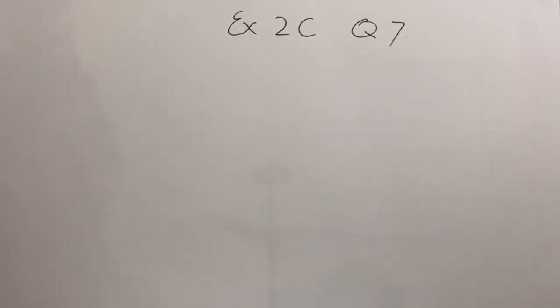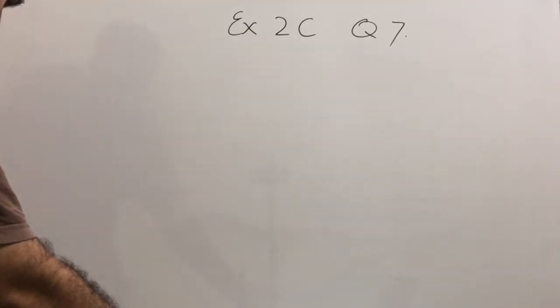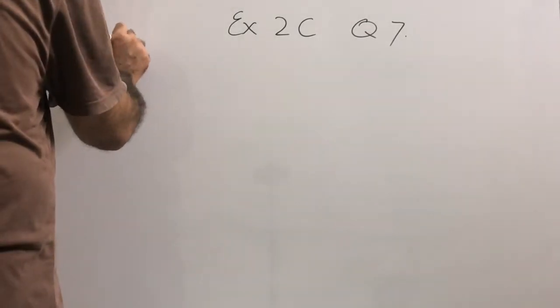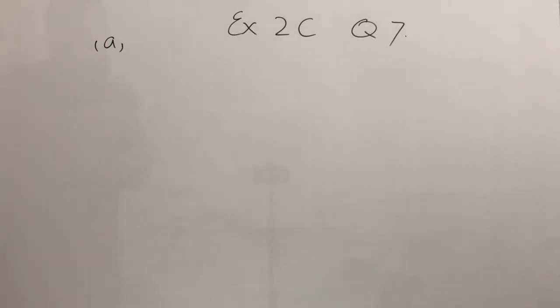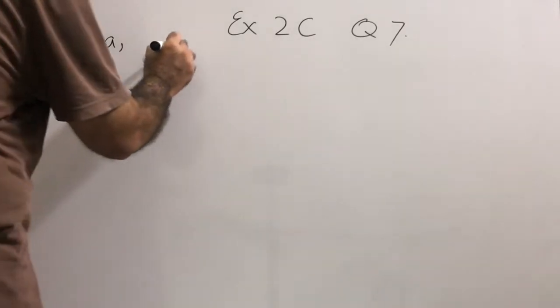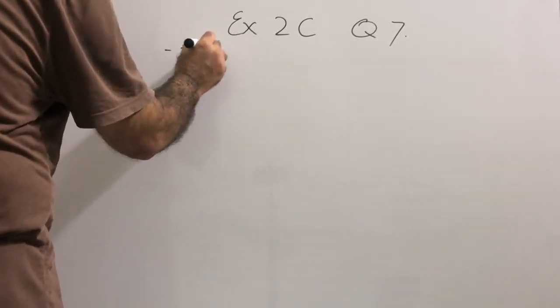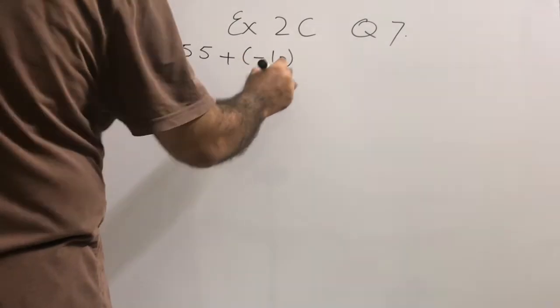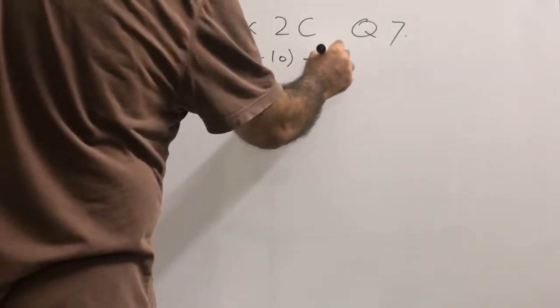Bismillahirrahmanirrahim. Now we will be doing question number 7, exercise 2C, chapter number 2, integers, rational numbers and real numbers, page number 43. We are following New Syllabus Mathematics, 7th edition, grade 7. The first part, A, is: find the value of each of the following: minus 55 plus in the bracket minus 10 minus 10.